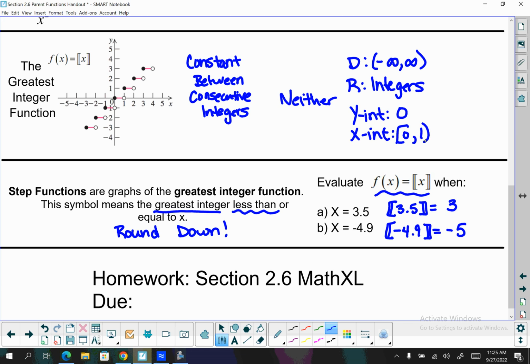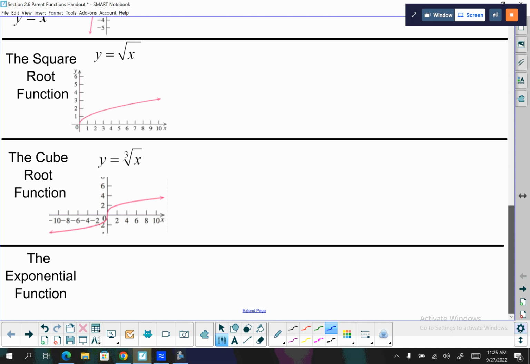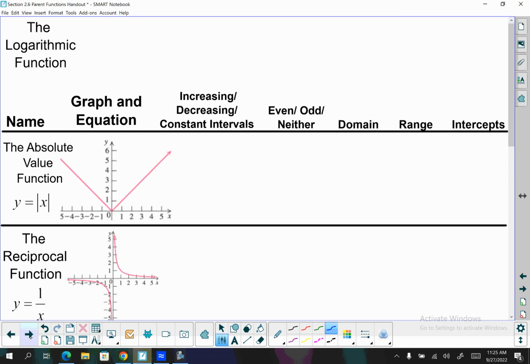Okay, so here's what I need you to do. 2 graphs are missing on your paper. On the front, at the very bottom, I want you to write the exponential function. Add that to the bottom, the exponential function. And then on the top of the back page, we're going to add the logarithmic function, log equation. Okay.